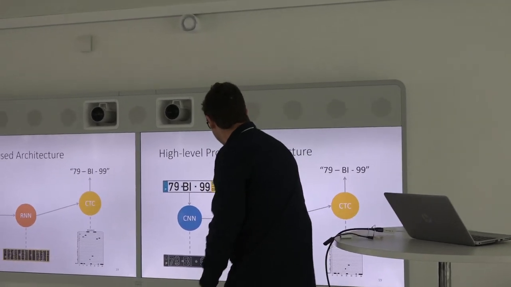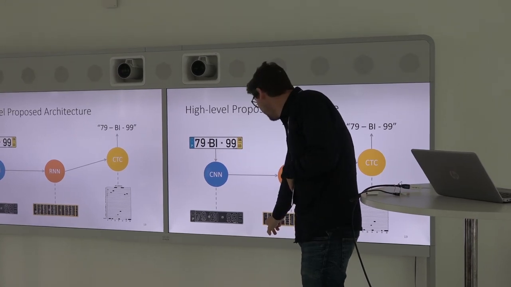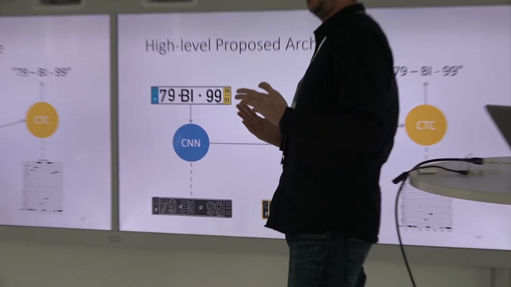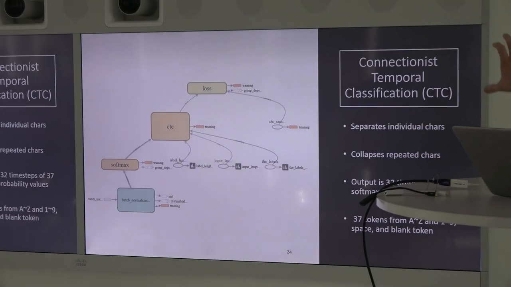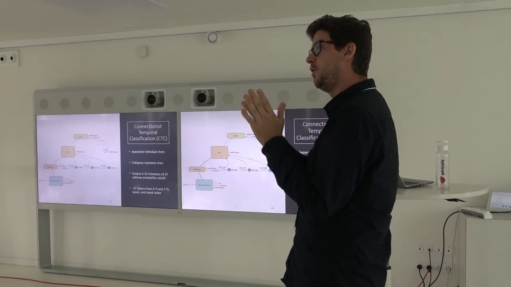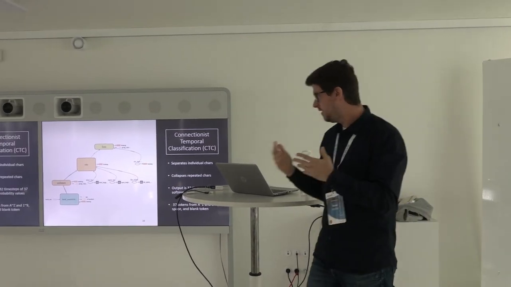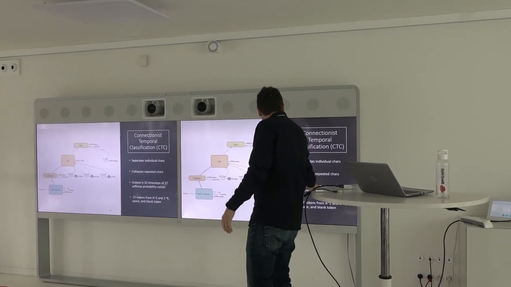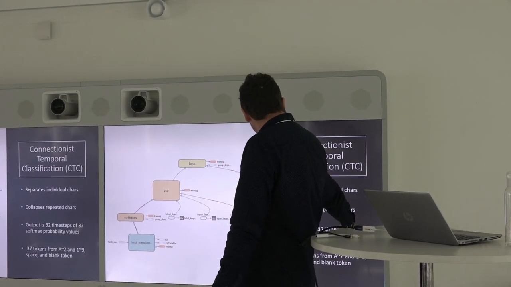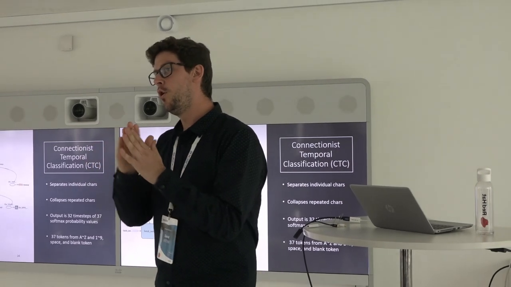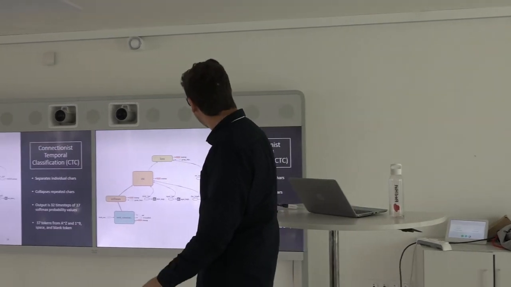If we look at these two segments, the prediction will be, I have a 7 here, but here also, I have a 7. So what CTC does is separate the individual characters that it has seen in the sequence and then remove the repeated characters. This is configurable. I chose to divide the image in 32 steps, and then I have 37 possibilities, which is all the letters of the alphabet plus the numbers from 0 to 9 and a space.